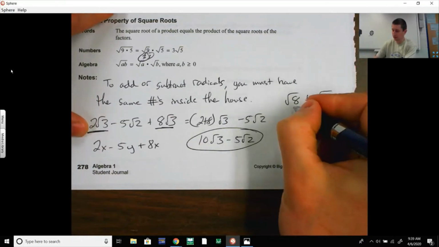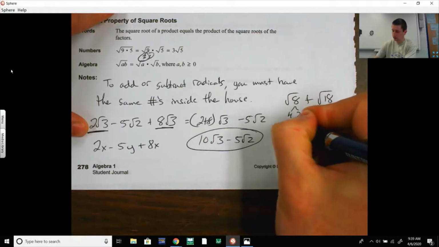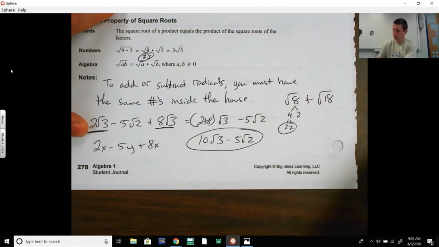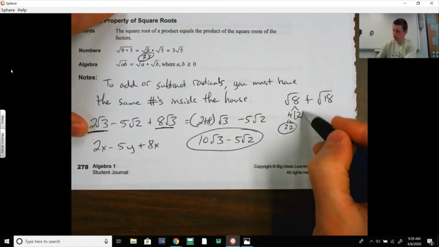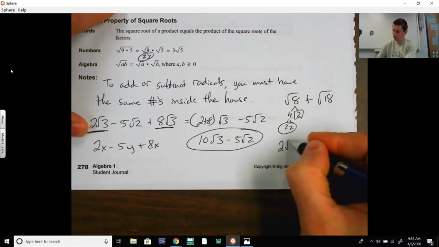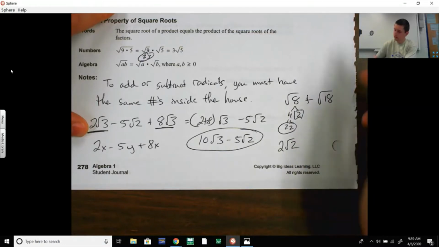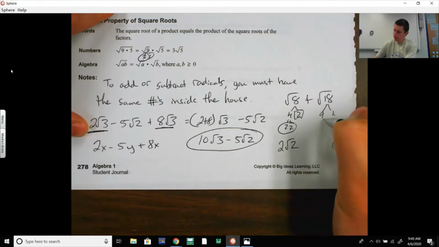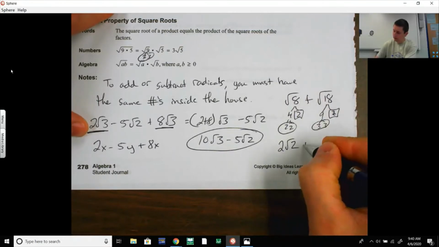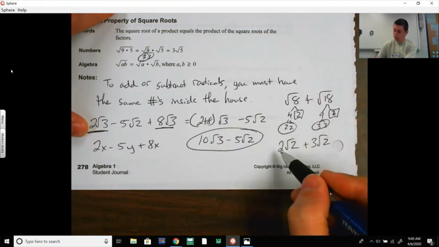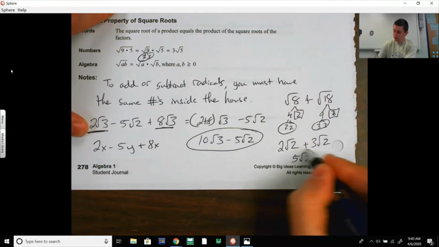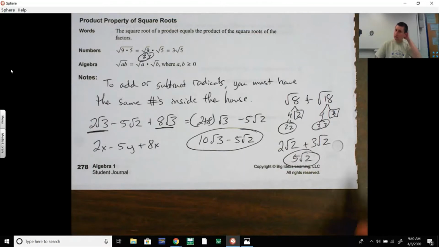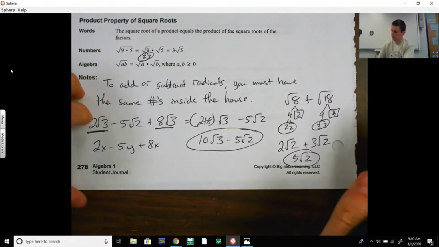Square root of 8, if we factor it down, we have 4 and a 2, we have a 2 and a 2. We have a pair of 2's there. Okay, 4, 2, and we have a 2 left over. So square root of 8 simplifies into 2 root 2. 18 is 9 times 2, which gives us a pair of 3's with a 2 left over. So that's plus 3 root 2. So 2 root 2 plus 3 root 2 is 5 root 2. So yes, you can combine them in that case, but you have to simplify them first.